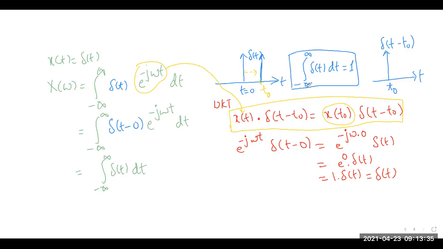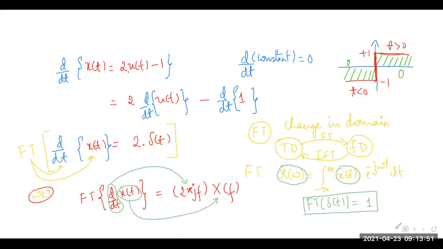And this is as good as what? Area under the curve. And area under the curve of impulse response is what? It's equal to 1. So because of this, we can say that Fourier transform of impulse function is equal to 1. Okay, now here we did get to know about the Fourier transform of this. So it's equal to 1.